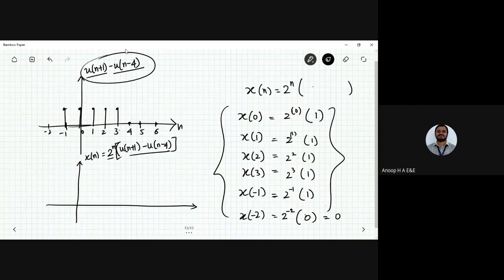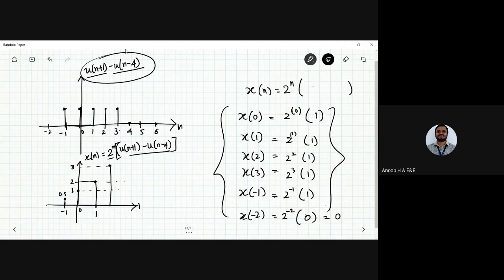Next, let me plot the x of n signal. At 0, it is 2 power 0, that is equal to 1. Let me write down the magnitude at minus 1: 2 power minus 1, that is 1 by 2, equal to 0.5. Now at 1, 2 power 1 is equal to 2. Next, 2 power 3 is equal to 8. I'm just drawing values here. If you draw it according to the scale, it would be quite large. So that is the x of n signal I have plotted.